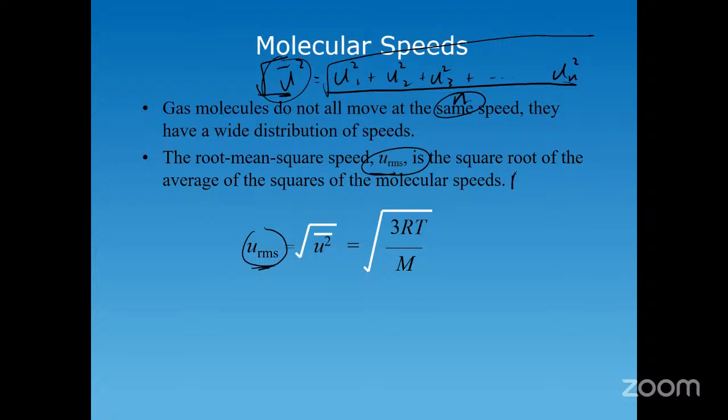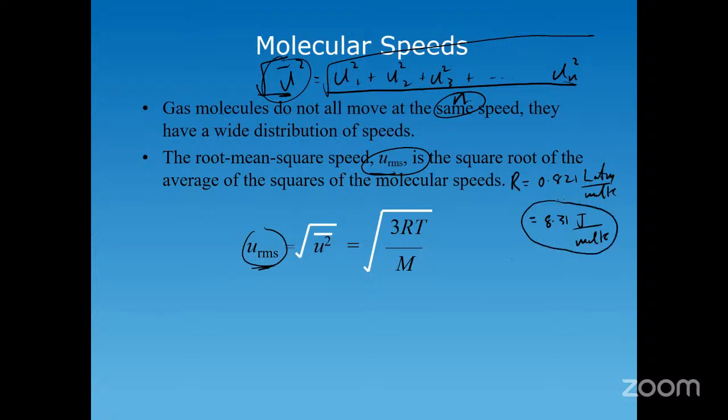I'm quite sure you're familiar with R being equal to 0.0821 liters atmospheres over mole Kelvin. We're all familiar with that. Well, in this case, we're using a different value of R with different units. The value of R we'll be using here is 8.31 joules per mole Kelvin. Please make a note of that. If you're going to use this equation to calculate the root mean square speed, this is the value of R along with the units that you need to use.